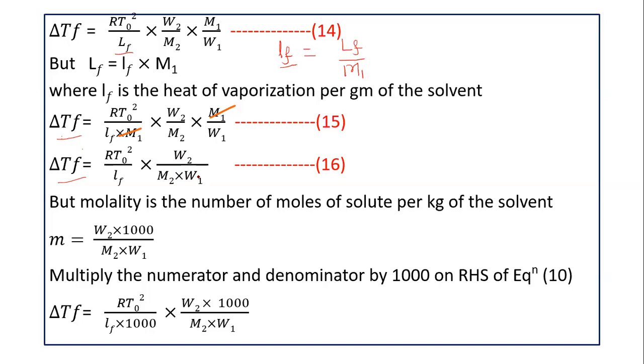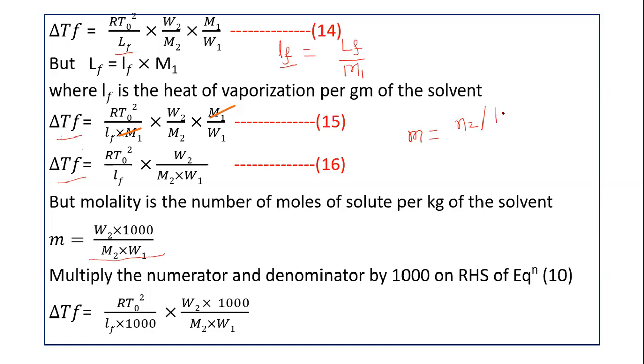Okay. So now in equation 16 we are going to introduce the term molality. The formula for molality is: molality is equal to W2 into 1000 divided by M2 into W1. This is according to the definition of molality. We know that molality is the number of moles of the solute per kg of the solvent. Molality is denoted by the small letter m. So molality is equal to the number of moles of the solute, denoted by N2, per kg of the solvent.